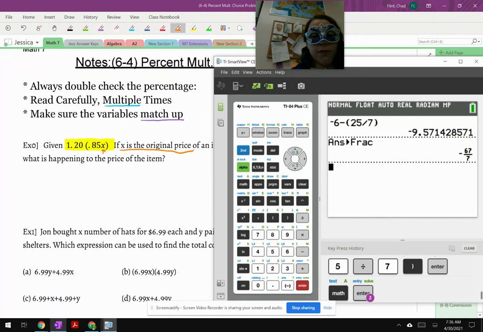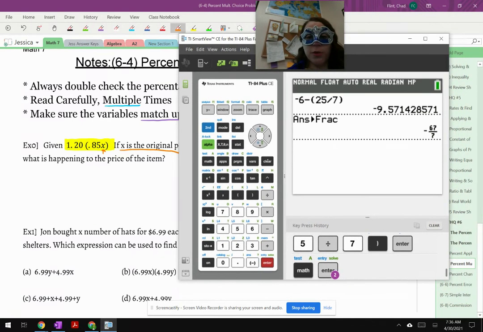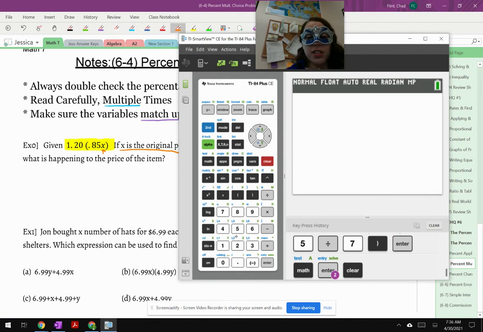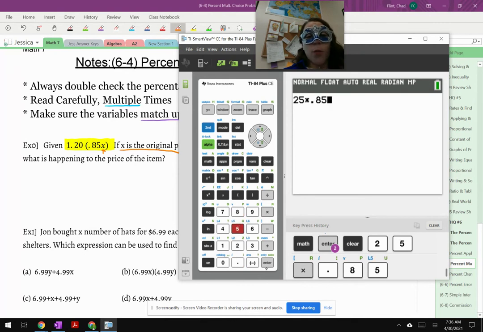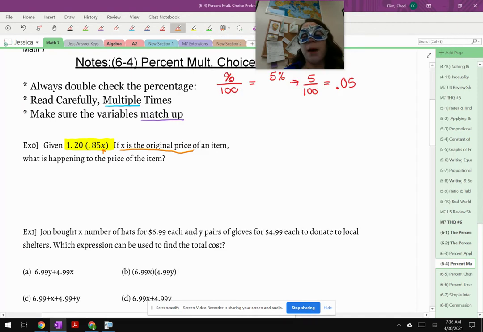So first off, if all else fails, pick a value for x and play around with it. So let's say x is going to be 25. If I'm plugging in 25 for x, the first thing I'm doing to that is multiplying it by 0.85. Watch what's happening to that. Did the number go up or did the number go down? 25 compared to 21.25. That went down. So the first thing that's happening here is that it's decreasing.